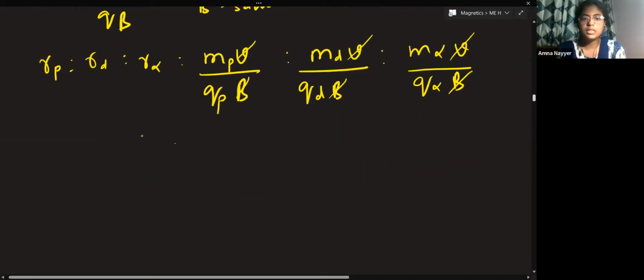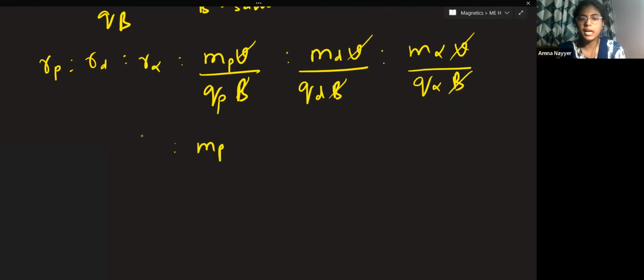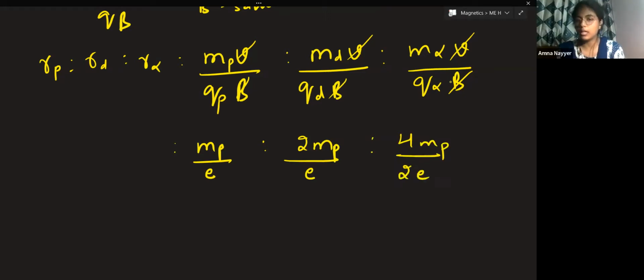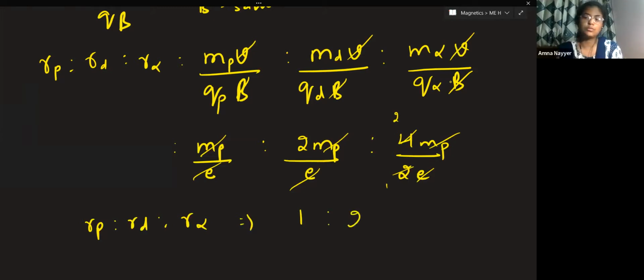So this becomes mp by e. Mass of deuteron, twice the mass of proton. Charge on deuteron, exactly the same, is e. Mass of alpha particle, 4 times the mass of proton. Charge on alpha particle, 2 times the electron charge. e got cancelled, mp got cancelled. 1, 2, 2, 4 by 2. RP is to RD is to R alpha comes out to be 1 is to 2 is to 2.